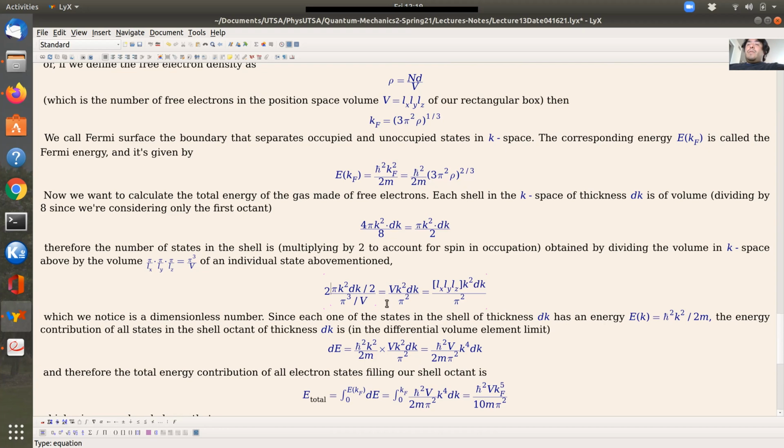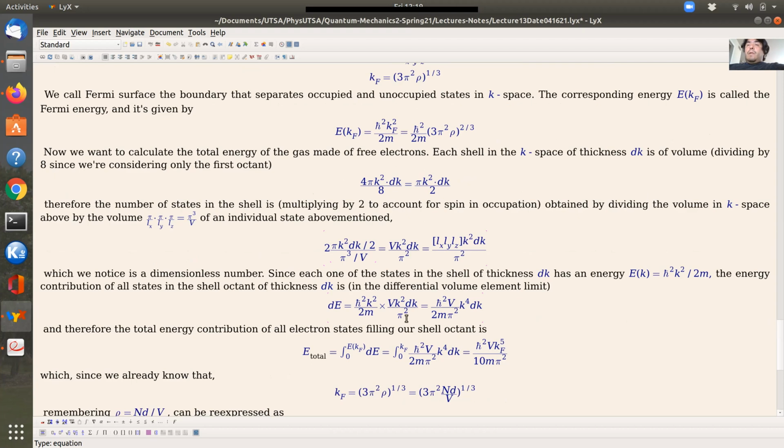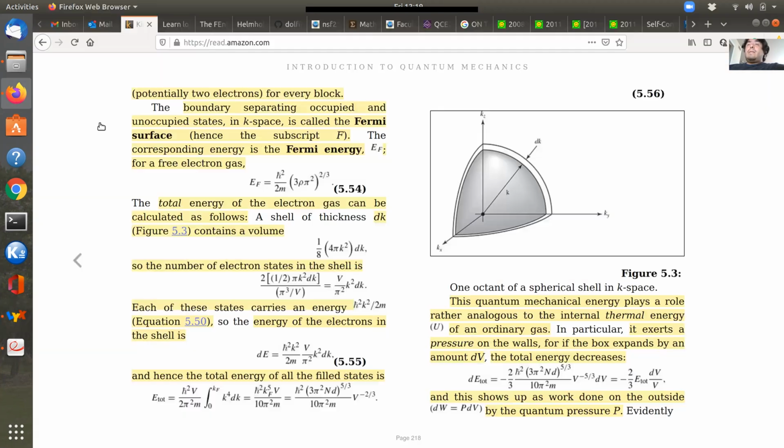And if we do that computation, many things simplify. First of all, this factor of 2, then a pi as well. So that's why you have V jumping up, and then divided by pi squared, k squared dk, and this is just a substitution for V. Well, it's a dimensionless number because we're counting the number of states, so that's good. I guess it's a sanity check. And each one of the states in the shell of thickness dk has this energy, right? Because that's precisely why we have done the analysis in terms of shells. What we're doing is counting the number of states with a given energy.